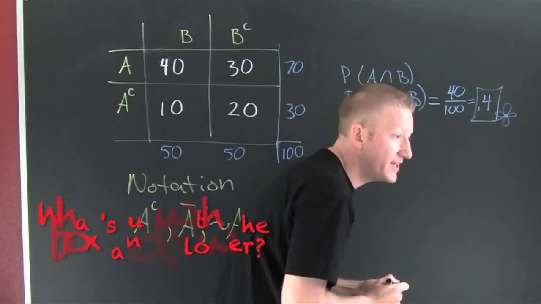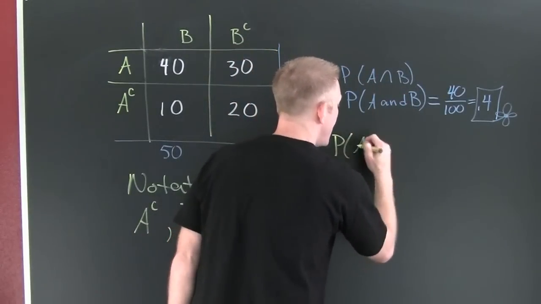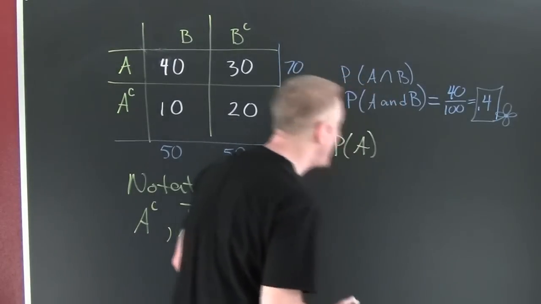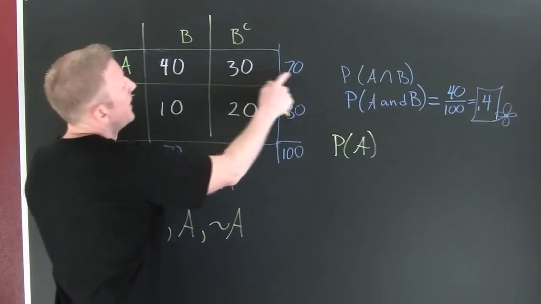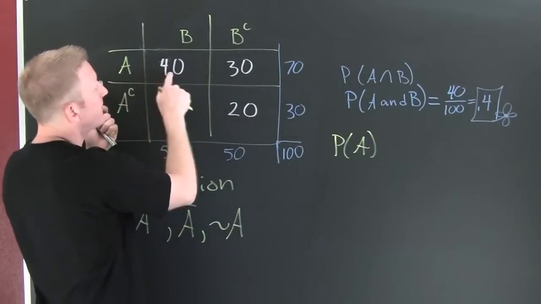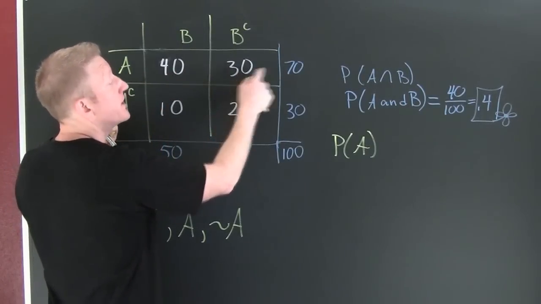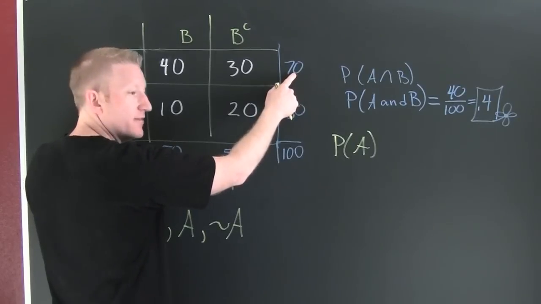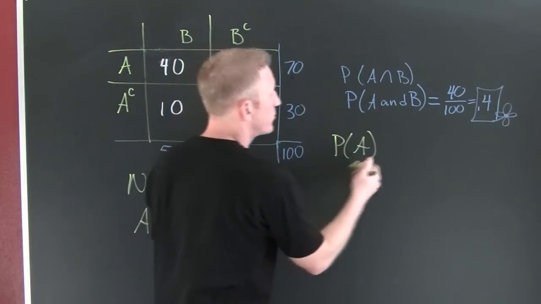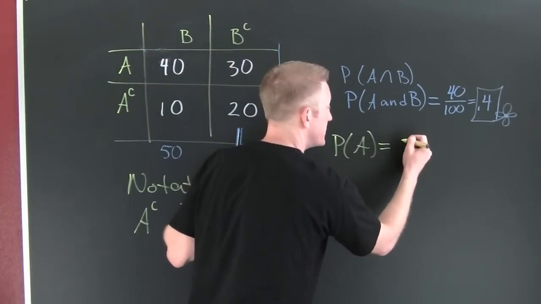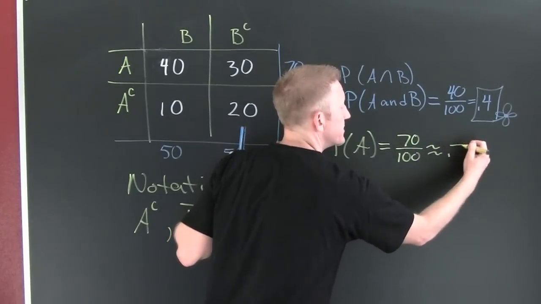But wait a minute. What if I just wanted to know the probability of A? I'm saying the probability of just A. Then you're going to need the total occurrence of A. Looking back over here, I see that A happens 70 times. Why? Because we have to count the stuff that happens in A and B, plus the stuff that happens in A and not B. Totally, there are 70 occurrences of this event A. So it's going to be 70 divided by the total number. This is our marginal probability. This is 70 over 100, which gets us 0.7.